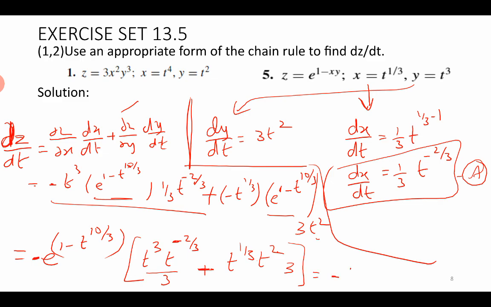So negative t to the power 7 over 3 and exponential 1 minus t to the power 10 by 3 all out. Now this is 1 by 3. The first term is just 1 by 3. Second term is 3. It will be 10 over 3. So that is the answer. That's the end of this problem. So in a similar way, try problem number 1. It could have been easier than this one.